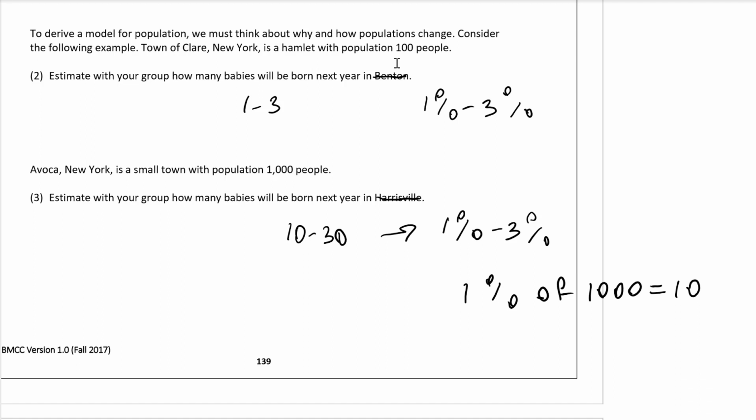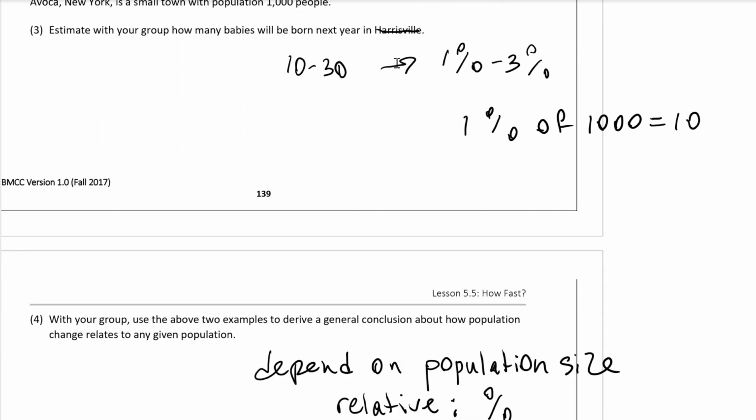Right? And if the population was, instead of 1,000, 10,000, that's a bigger town, then you will expect to be maybe 1% of that, which will be not 10, but 100. You understand? The larger the population, even if it's the same percent, you will have a larger growth. The absolute growth will be higher.